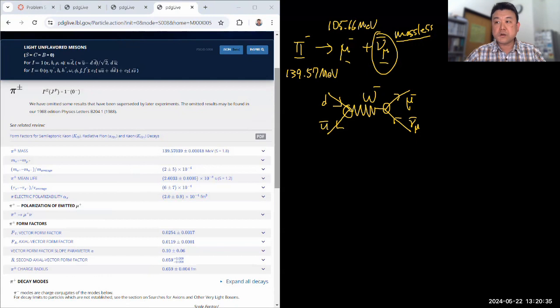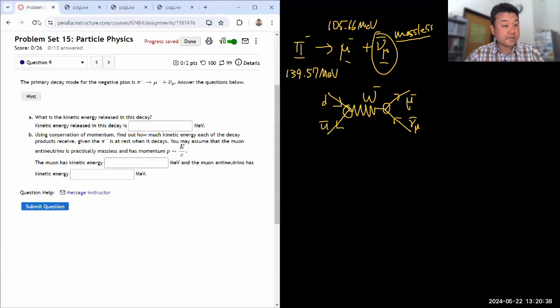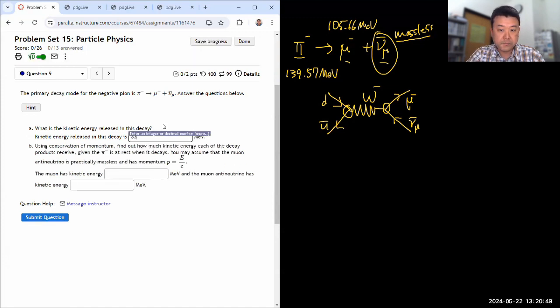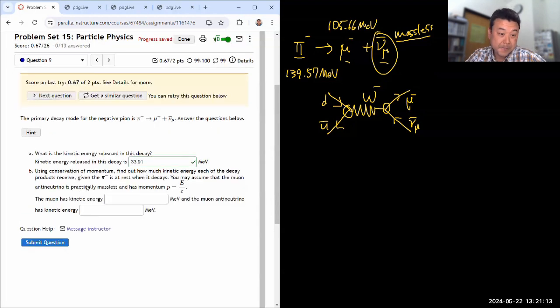139.57 MeV. In terms of how much kinetic energy is released, it's going to be the difference: 139.57 minus 105.66. Doing that in my head gives 33.91 MeV. So that's how much kinetic energy is released in this decay.